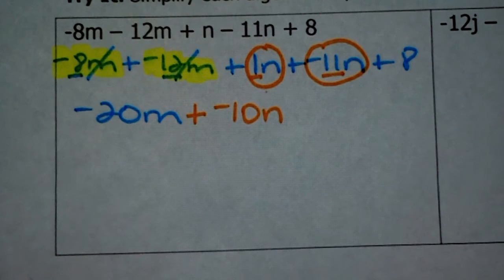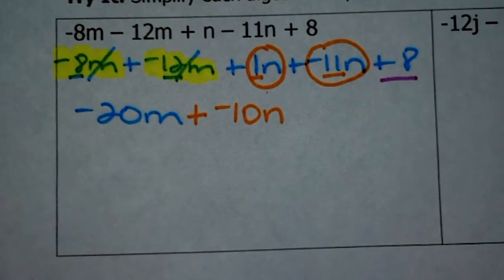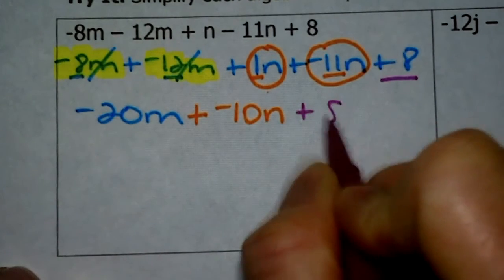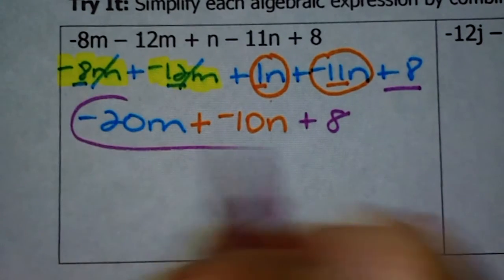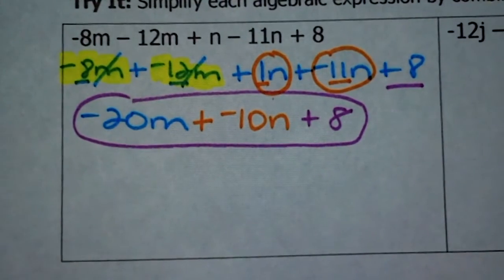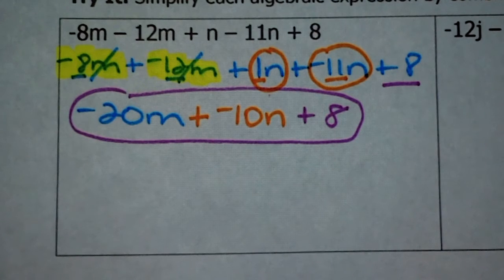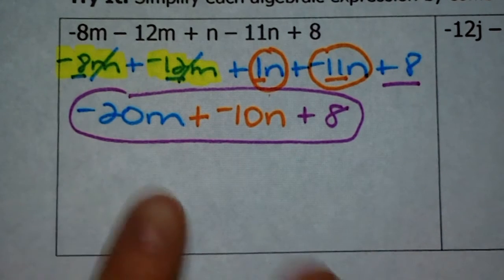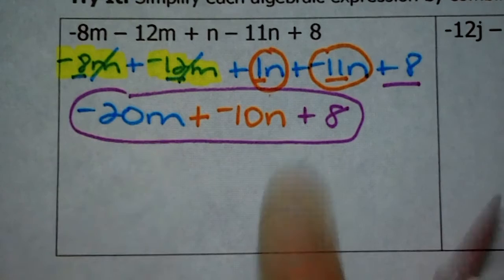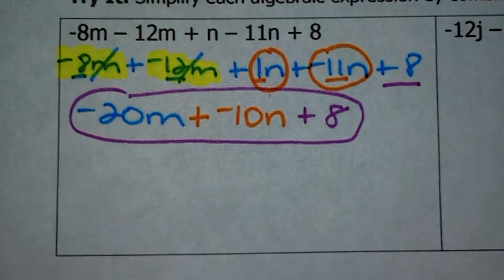And the last thing I have there is just a little plus 8. And there aren't any other constant terms. There's nothing else I can do with that, so I'm just going to bring it down and write plus 8. Believe it or not, this is your answer. That's it. You can't simplify that any further. You can't add negative 20, negative 10, and 8. You can't put those together because they are not like terms. It would be like trying to put x's and y's together when we dealt with those blocks. So you leave it just like that because there are no matching variables.